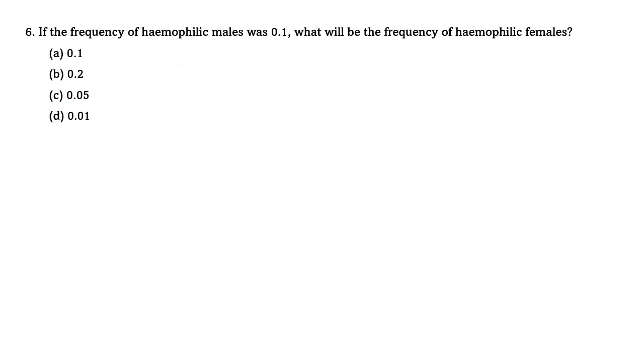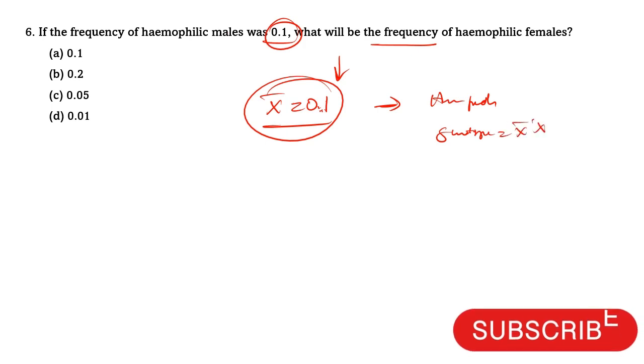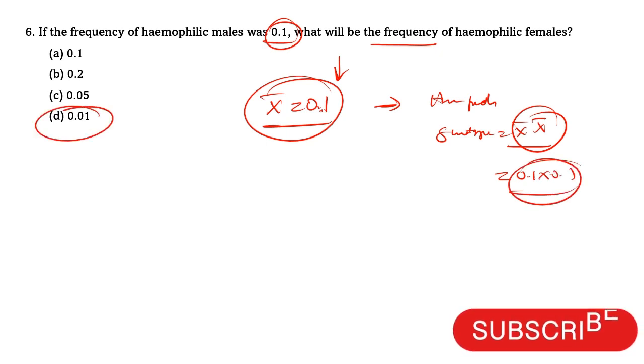Next, if the frequency of hemophilic males was 0.1, what will be the frequency of hemophilic females? This is exactly opposite to the question that I discussed before. Here they are giving the frequency of a single X allele as 0.1. What will be the frequency of the hemophilic females? They are asking about the complete genotype, X bar into X bar. The frequency of this genotype is nothing but 0.1 into 0.1, which is equal to 0.01.